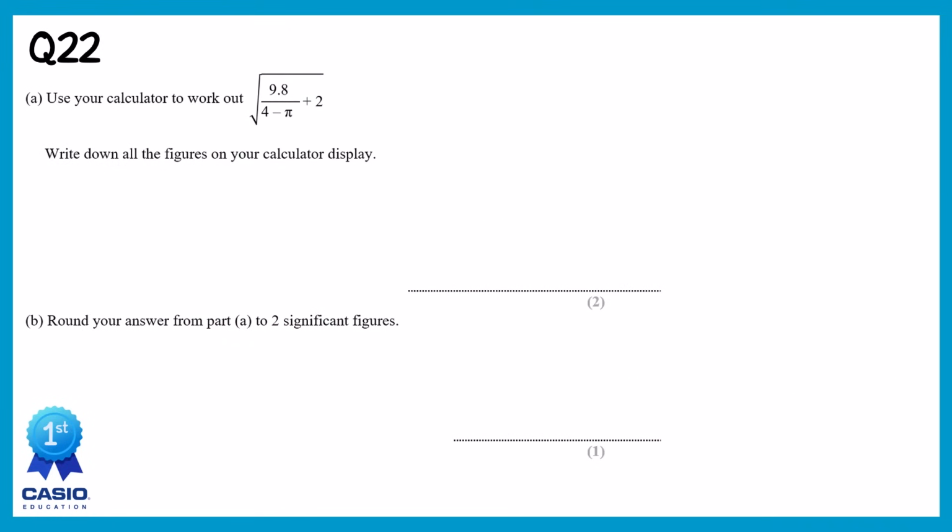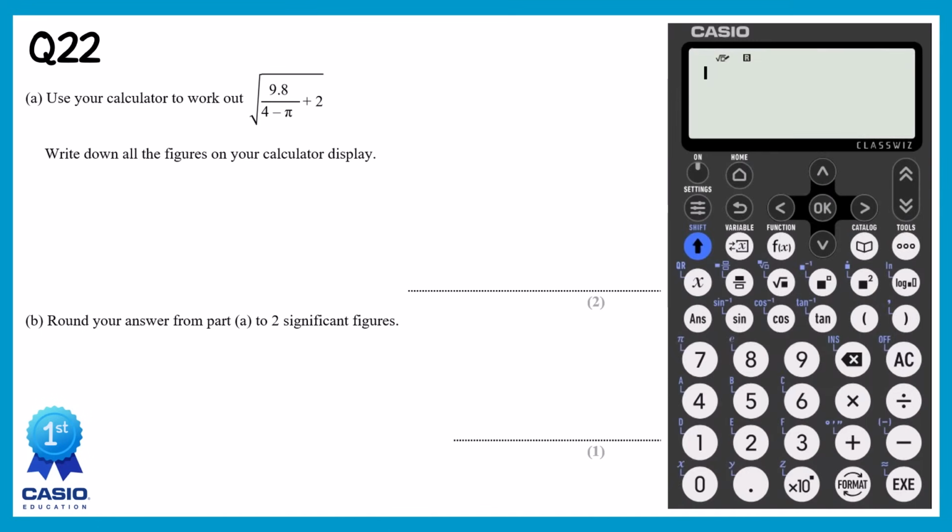For this question, we need to use a calculator to work out this calculation. So let's take our calculator and type it in. We'll need to start by pressing the square root button. Then we're going to need to enter a fraction, so we'll press the fraction button. On the top, we have the number 9.8, and then we press the down arrow to get to the bottom, and on the bottom we have 4, subtract and then pi, which we get by pressing Shift and then 7. On some calculators, you'll need to press Shift and the number at the bottom in the middle. Then we press the right arrow to get out of this fraction and plus 2. Then we can press the equals button and we get this number here.